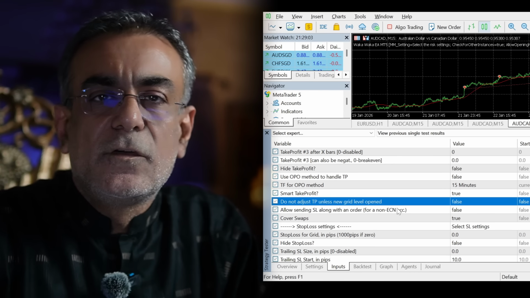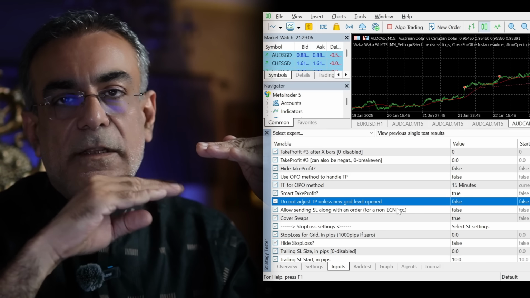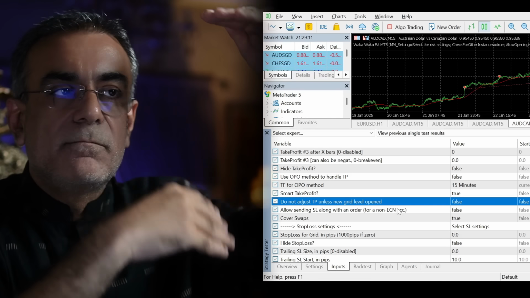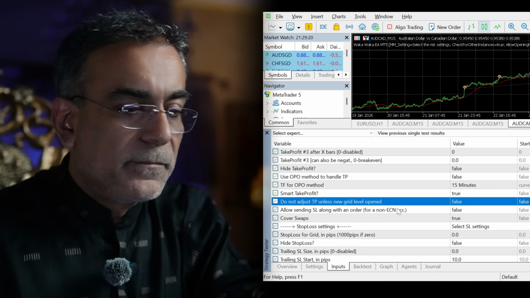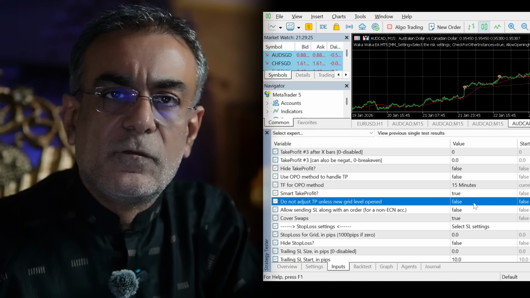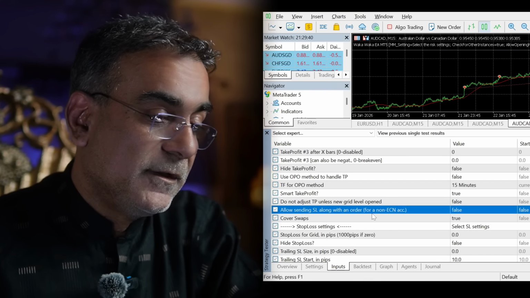I mean, you don't want to adjust your TP every 3 bars. So if this is your first level and here is the TP, and then your second level opens, then you want to take a weighted average and then set the TP and move it. So this kind of makes sense. I don't understand why anybody would choose false. Don't know, don't understand, and don't really think that it is something useful.